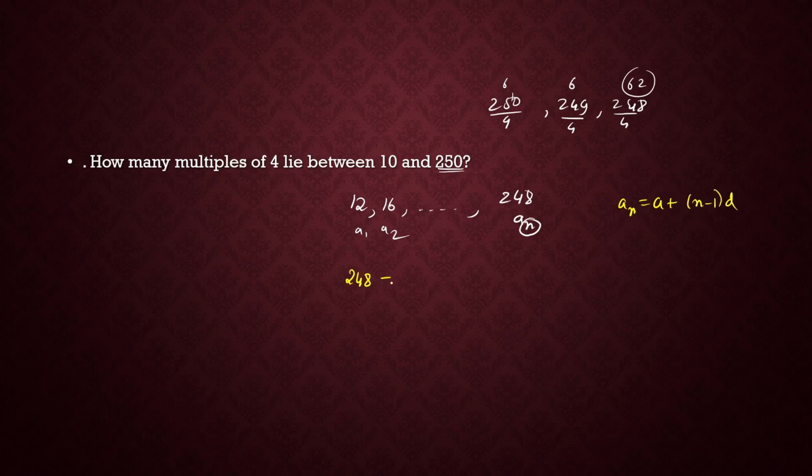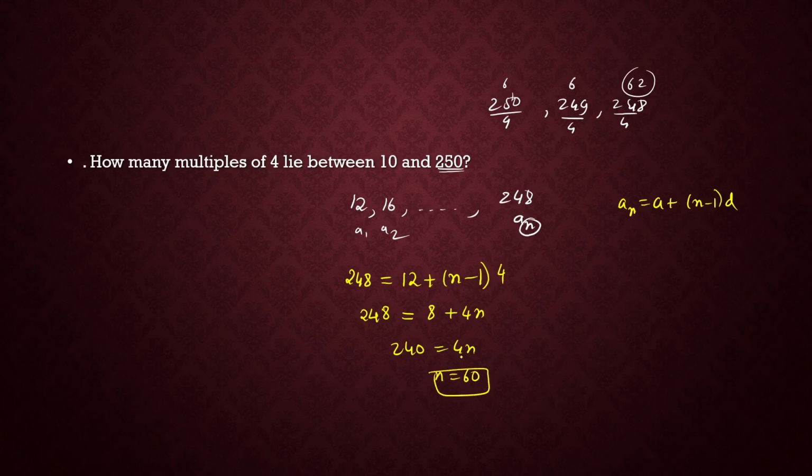Okay, an is equal to a plus (n minus 1)d. What is the value of a? It is 12, and the common difference d is 4. That's it. 248 is equal to 8 plus 4n. So 240 is equal to 4n. So what's the value of n? That is equal to 60. So there are totally 60 multiples of 4 that lie in between 10 and 250.